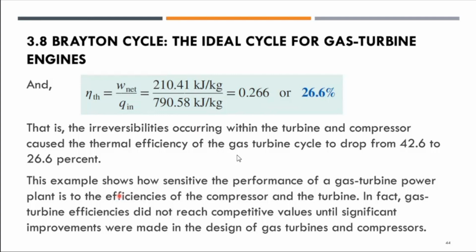So these examples show how sensitive the performance of a gas turbine power plant is, especially the compressor as well as the turbine. This is where the work is being done. If it is ideal, it is 100%, but in the actual case, it is not 100%. Okay. In fact, gas turbine efficiency did not reach competitive values until significant improvements were made in the design of gas turbines as well as the compressors.